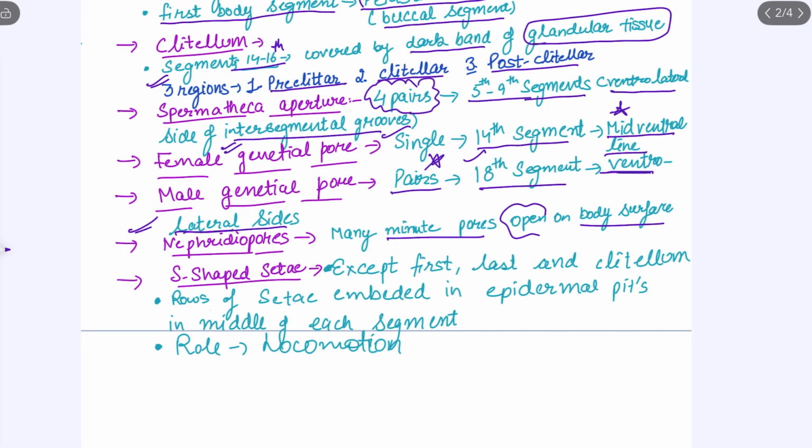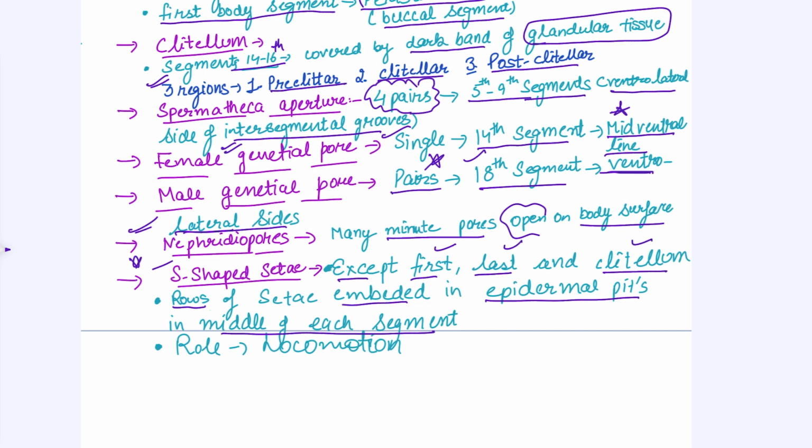Next is S-shaped setae. This is very important. Where are they not found? They are not found in the first, last, and clitellum segments. Where they are found: rows of setae embedded in epidermal pits in the middle of each segment. However, they are not present at the first, last, and clitellum segments.